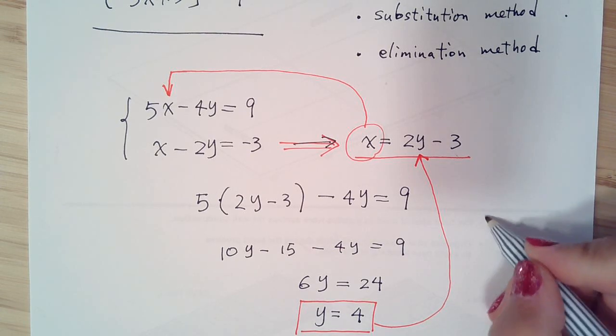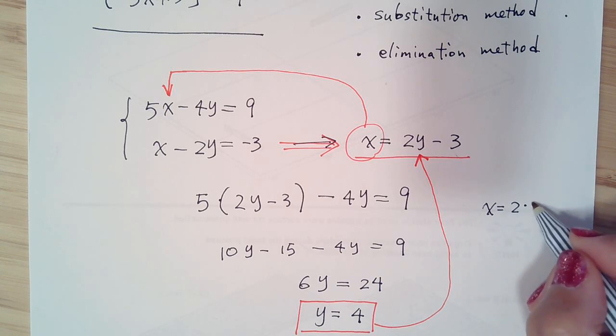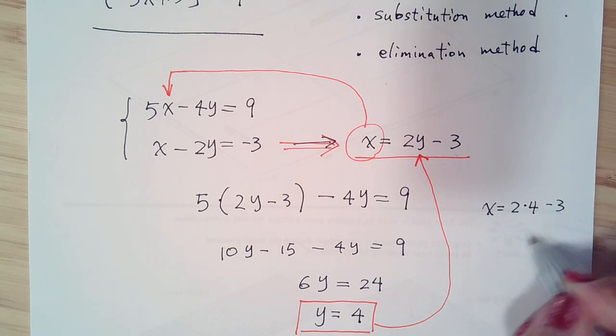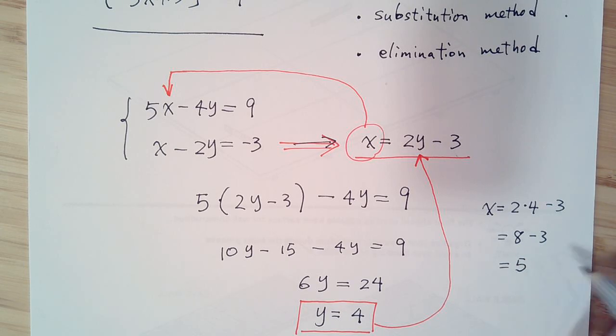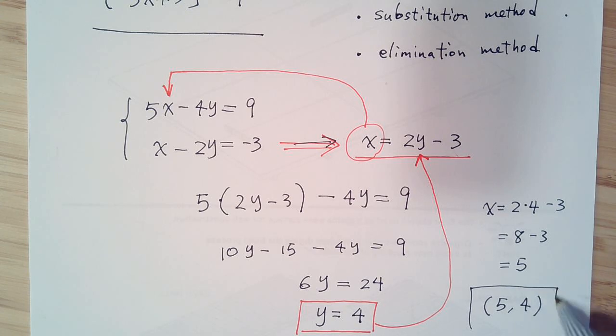Okay, so that will be x equals 2 times y, which right now is 4, minus 3. So that is 8 minus 3. The answer is 5. So you have x equals 5, y equals 4. So the way you write your answer is this, 5, comma 4. Okay, so that's your answer. Or you can write x equals 5, y equals 4.